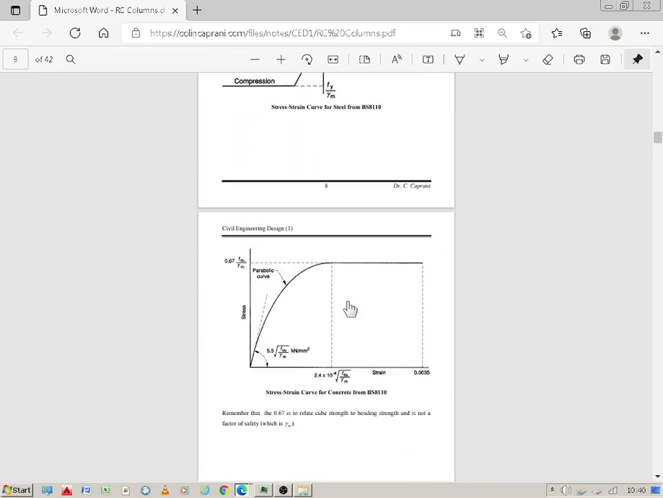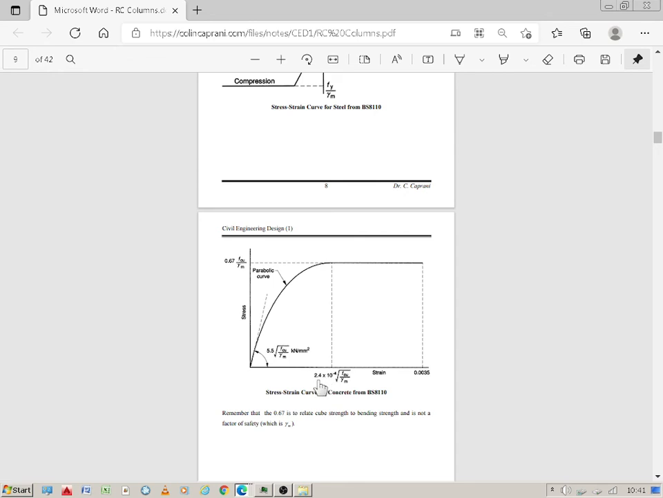Then we've got the stress strain curve for concrete from BS8110. The most important thing to remember is that in reinforced concrete design, tension of concrete is ignored because it has only a nominal value of tension. On the graph we've got stress against strain, 0.67 fcu over gamma m. So there's another factor here, 0.67. A parabolic curve, and the gradient at the beginning is 5.5 root fcu over gamma m kilonewtons per millimetre squared.